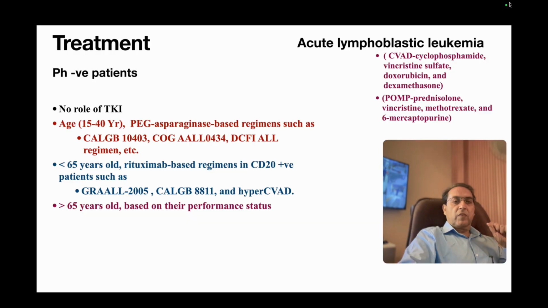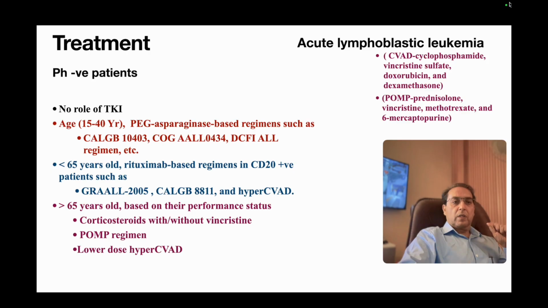In patients who are more than 65 years old, based on their performance status, we can choose corticosteroid with or without vincristine, or the POMP regimen, that is prednisolone, vincristine, methotrexate, and 6-mercaptopurine. Lower doses of hyper-CVAD can also be used in patients if they have good performance status.